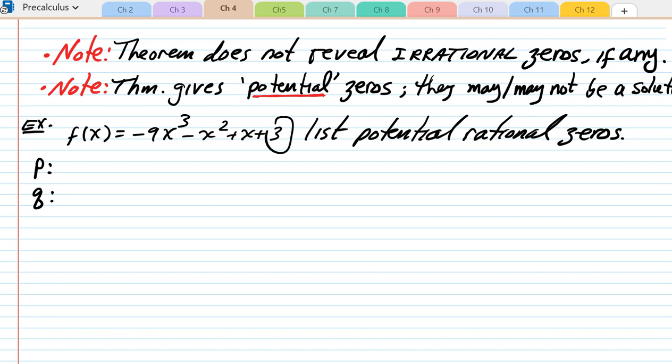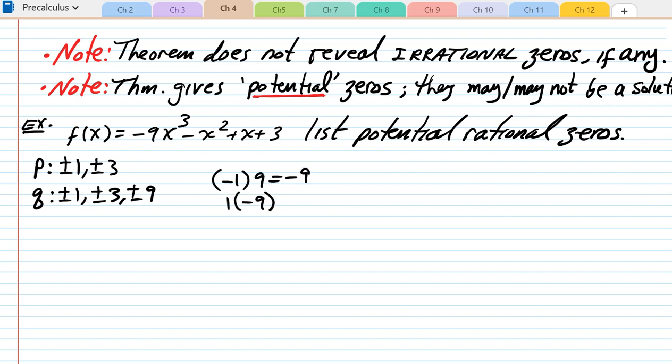Remember, p is made up of all factors of the constant. Factors of 3: well, 3 is prime, so 1 times 3, correct? Those are factors of 3. But for this work, we go plus or minus. The reason is that negative 1 times negative 3 is equal to 3, just like 1 times 3. So we need to pick negative as well as positive factors here, and hence we have plus minus. Q would be all factors of the leading coefficient. That would be plus minus 1, plus minus 3, plus minus 9. For example, negative 1 times 9 is negative 9, 1 times negative 9 is negative 9, and 3 times negative 3 is negative 9. That's why we have all those plus minuses there.